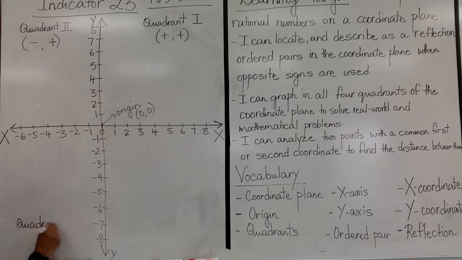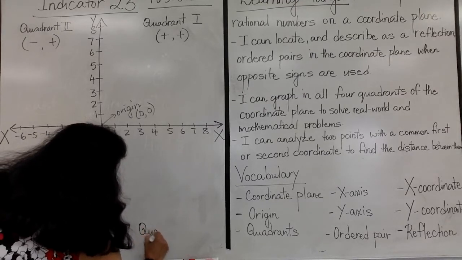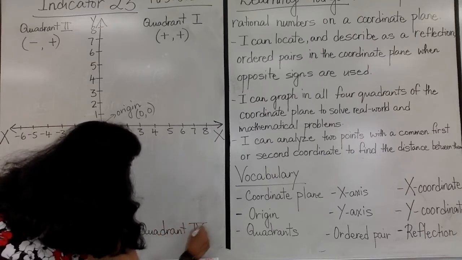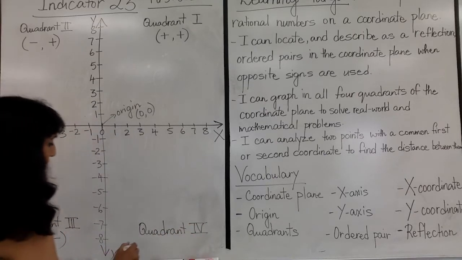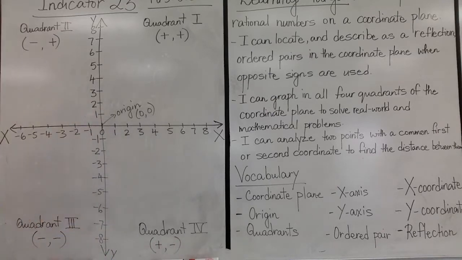Remember, it's going counterclockwise. This is quadrant 3, and here the ordered pair has both negative numbers. Then we have quadrant 4, because we said there are 4 quadrants. So this is quadrant 4 written in Roman numerals, and over here my x is positive, y is negative. So the ordered pair is positive, negative.